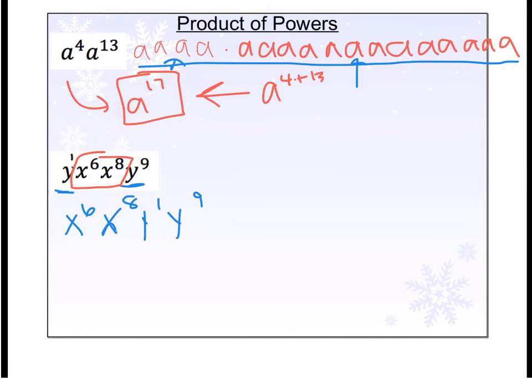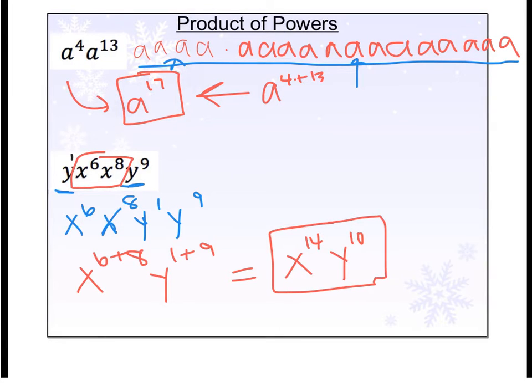So I'm going to use the rule we talked about above, because I think that's what a lot of you guys use. So when I do that, I get x to the 6th plus 8, y to the 1 plus 9. And I'm going to simplify those exponents, so I get x to the 14th, y to the 10th. That is my final answer. It's as simplified as it can be.